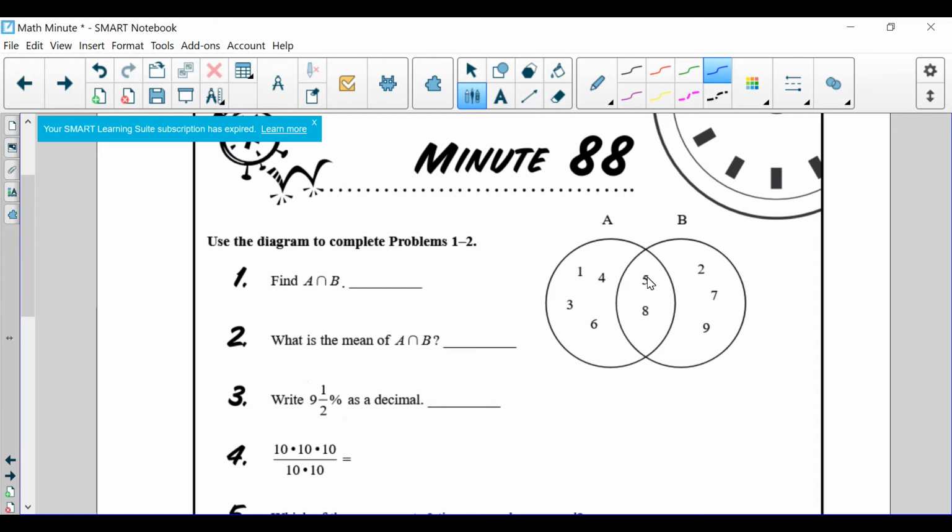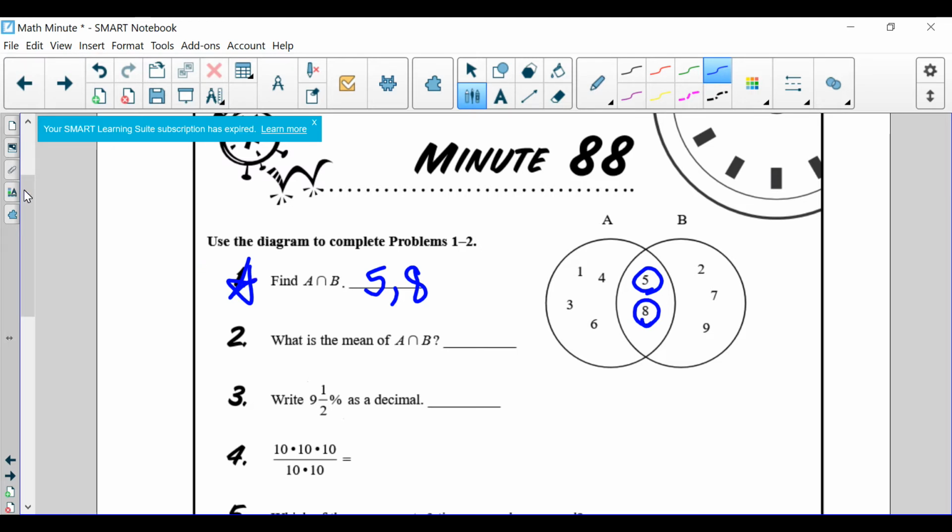We have number 1, which is find A, and that upside down U means union. So you want to find the union, or what do they have in common between A and B. And if we look at the numbers, what do they have in common? They've got 5 and 8 in common. So we're going to write that. They have 5 and 8 in common. If you got that, give yourself a star.